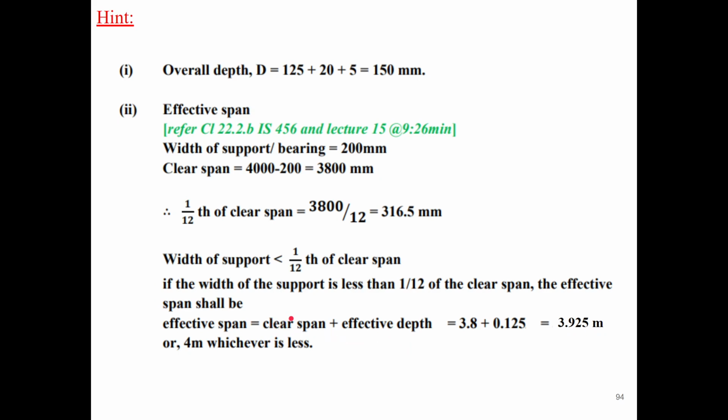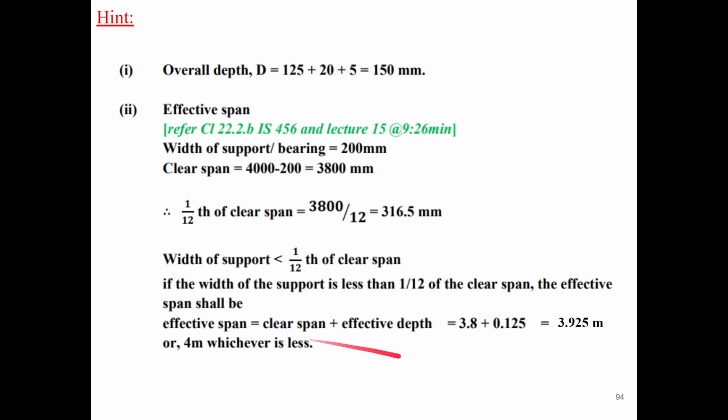So it will be 3.8 plus 0.125. 0.125 is the effective depth. So 3.8 plus 0.125 is equal to 3.925 meter, or 4 meter, which is the center to center distance.